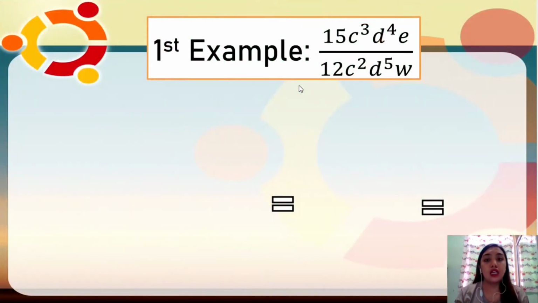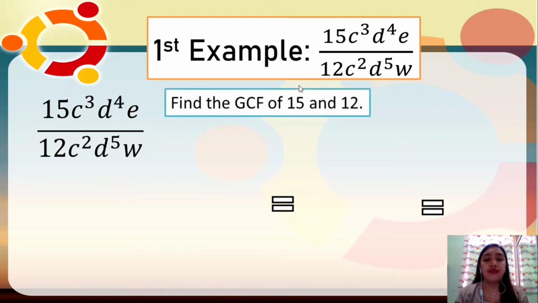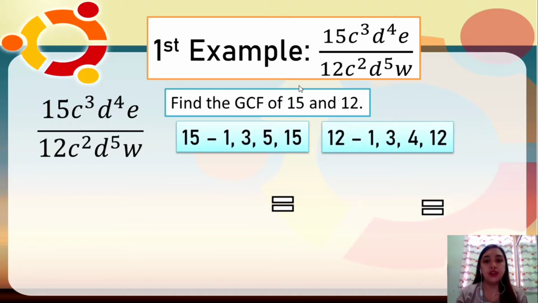So let us discuss the first example. What are we going to do? As you can see, we have 15 and 12. So ano ang gagawin natin dyan? We will get the GCF first ng 15 and 12. List all the factors of 15 and 12. We have 1, 3, 5, 15. And for 12, we have 1, 3, 4, 12. Now, let us select the GCF. Of course, they have both 3. Therefore, the GCF is 3.